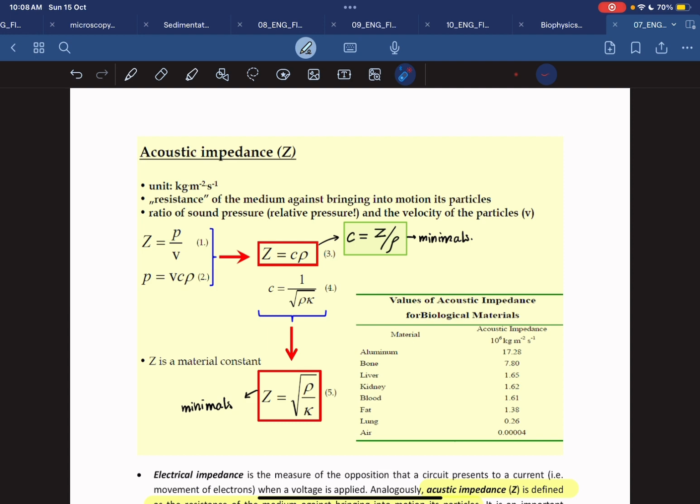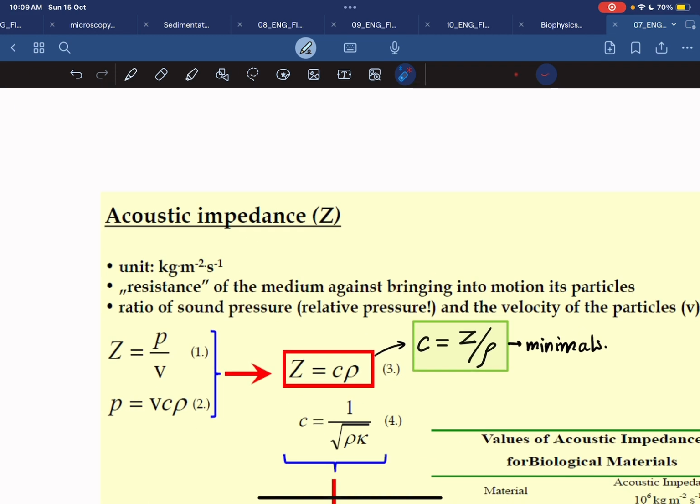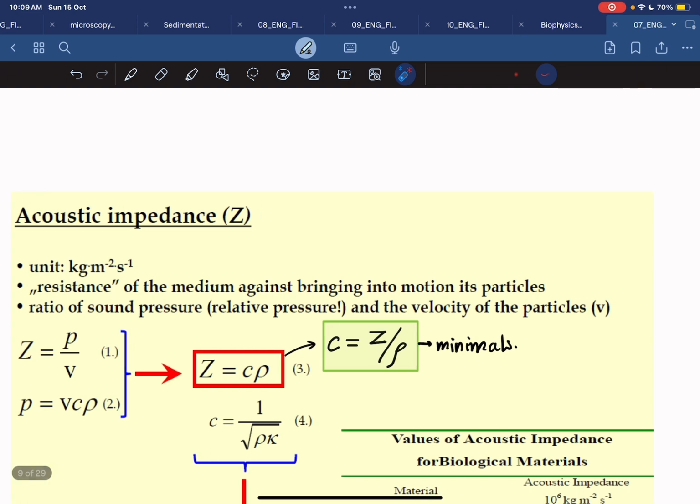Acoustic impedance is basically like resistance in a circuit. Resistance in a circuit is the inability to allow electricity to flow through the circuit. The more resistance it has, the slower the speed of sound is. So acoustic impedance is something like that, resistance. It's basically the property of the medium to stop its particles from oscillating left and right or up and down.